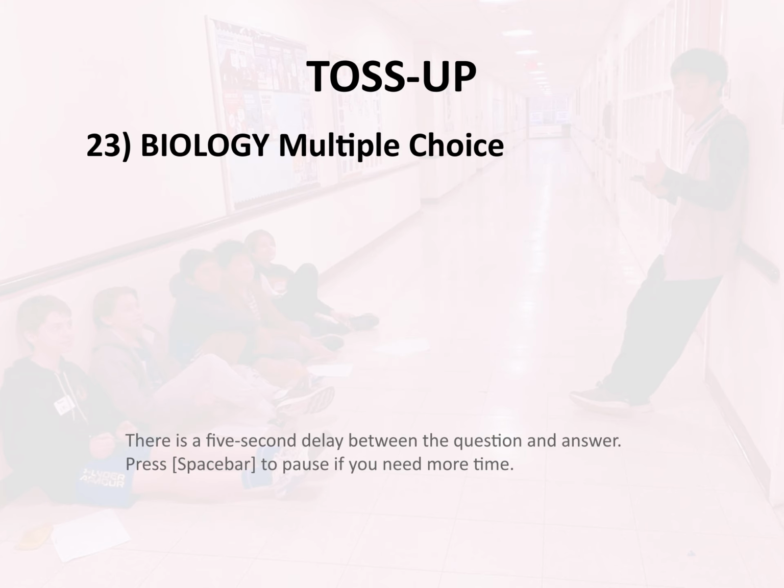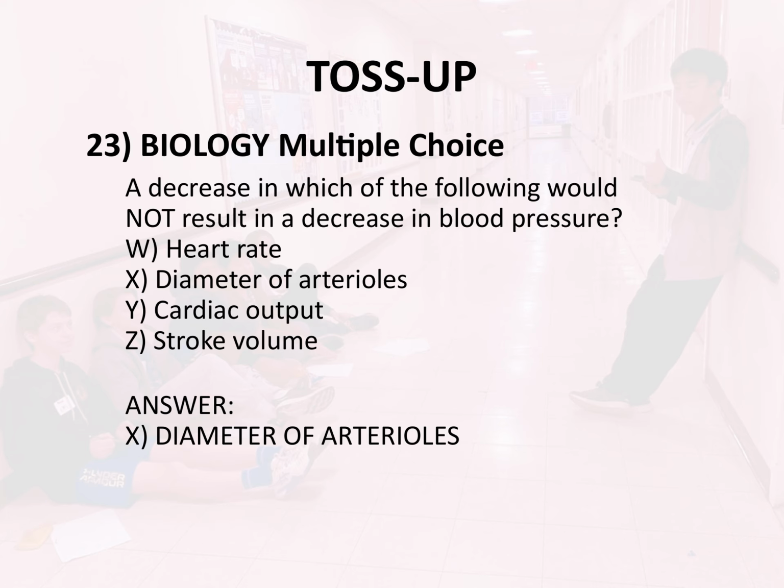Toss-up 23. Biology. Multiple choice. A decrease in which of the following would not result in a decrease in blood pressure? W. Heart rate. X. Diameter of arterioles. Y. Cardiac output. Z. Stroke volume. Answer. X. Diameter of arterioles.